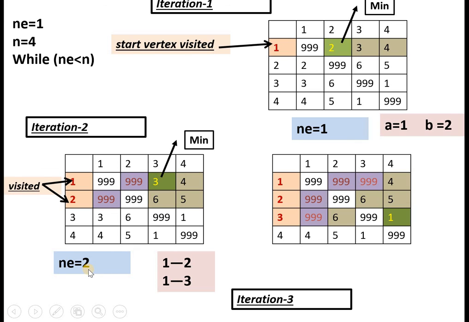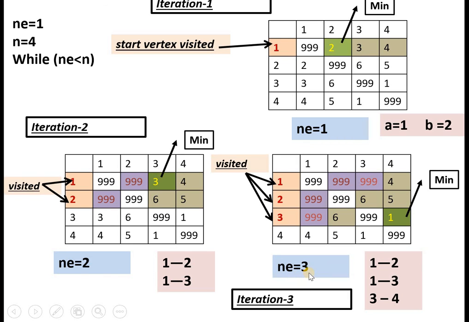Now the third iteration. In the third iteration, the visited nodes are 1, 2 and 3. In the previous iteration you chose the (1, 3) edge, so make its cost infinity so that it will not be considered again in the next iteration. Now you have to choose the next minimum from the remaining values: 4, 6, 5, 6 and 1. These are the remaining values for finding the minimum. So the next minimum is 1. So the edge (3, 4) is inserted by iteration 3. So the number of edges becomes 3.